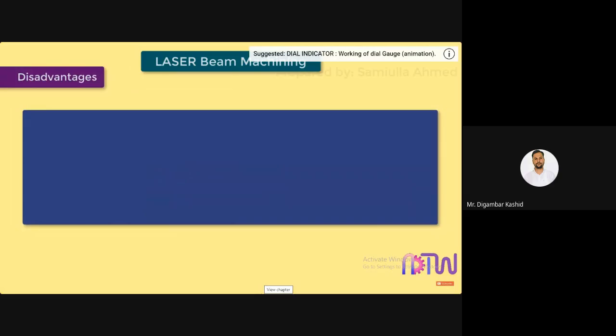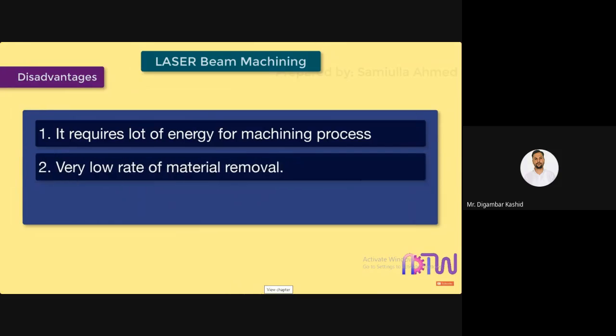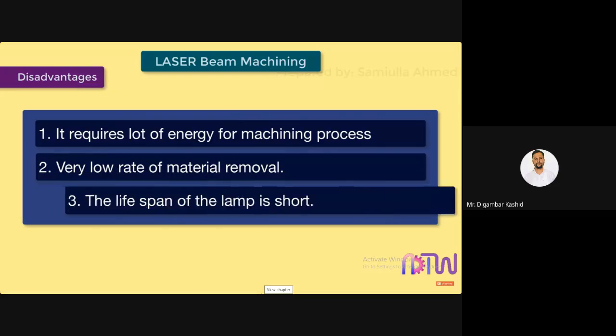Disadvantages of laser beam machining. 1. It requires a lot of energy for the machining process. 2. Very low rate of material removal. 3. The lifespan of the lamp is short.